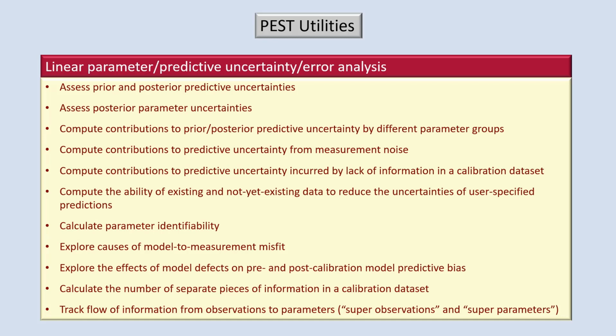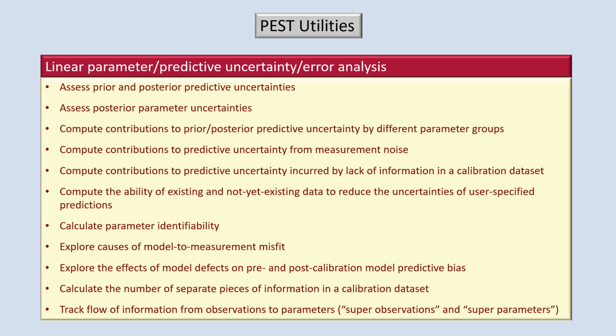in the calibration dataset. And the operation of linear analysis is such that you don't even have to have acquired certain data to be able to calculate the ability of that data to reduce the uncertainties of decision-critical predictions. Linear analysis can be used to compute parameter identifiability, a number between 0 and 1, which tells you how much the calibration dataset has the ability to inform or not inform every parameter that comprises part of the parameter set that PEST is trying to estimate.